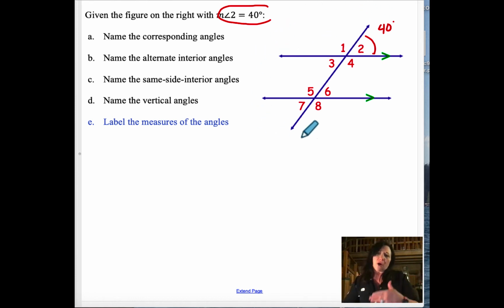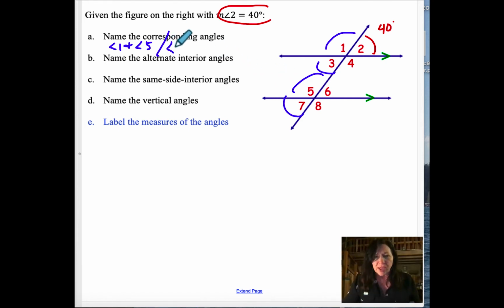And so you've got several. Corresponding angles are angles that are on the same side, both either on top, or both on the bottom. Like 1 and 5. So you would say angle 1 and angle 5. Those are corresponding. And then another corresponding would be 3 and 7. So you would say angle 3 and angle 7.